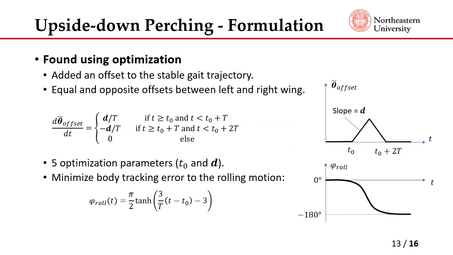Next, we're going to talk about the upside down perching. We simply add an offset to the stable gait trajectory found earlier, which is equal and opposite between the left and right wing. This causes some imbalance in the aerodynamic forces, which will help the robot to roll. The offset will be this bump over here, and then we want to minimize tracking error to this 180 degrees trajectory for the body roll angle.